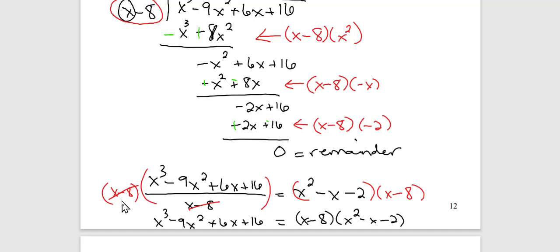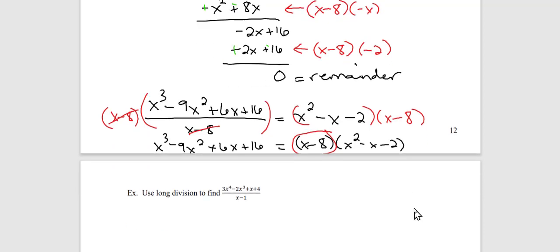Now that we've seen that, let's ask the question, is x minus 8 a factor of x cubed minus 9x squared plus 6x plus 16? The answer is yes, sure. Look, we rewrote two equivalent things with x minus 8 as a factor. The reason for that is because this remainder was 0. There was nothing else added on or tacked on over here that would have made that difficult. We're going to look at that a little bit more.